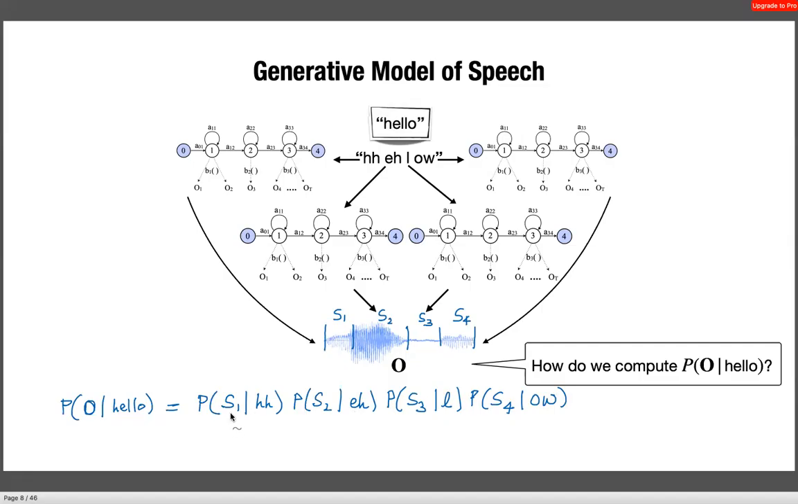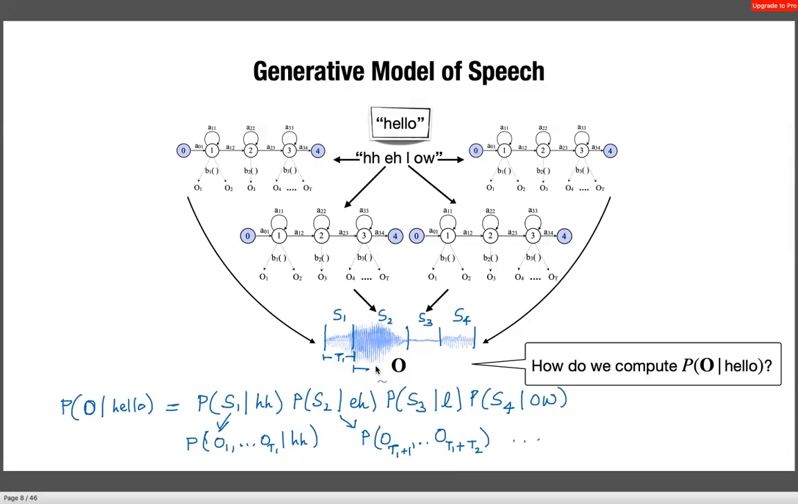Now, each of these probabilities, so say that S1 is of length some T1. I can write the probability of S1 given the HH phoneme as essentially the probability of O1 to O T1 given that it's phone HH. And similarly, this will be the second segment, so that's O T1 plus 1 all the way to O T1 plus T2, and so on.